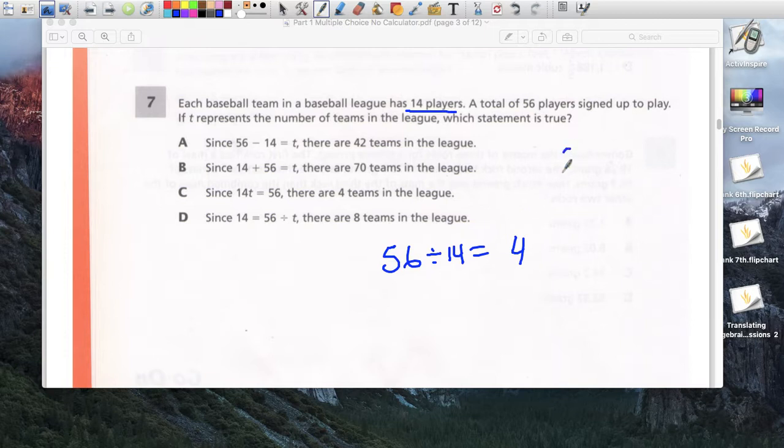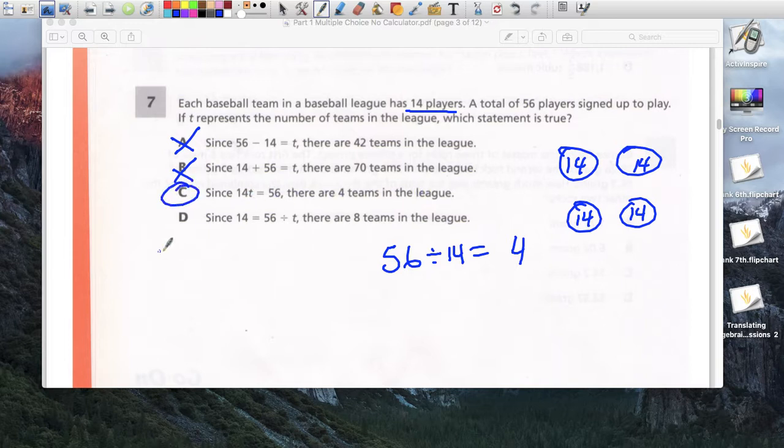Every team is going to be 1 team, 2 teams, 3 teams, 4 teams, 14 players here, 14 players here, 14 players here, and 14 players here. So let's see which one is true. 56 minus T minus 14 equals T. There are 42 teams in the league. Nope. 14 plus 56 equals T. There are 70 teams in the league. No, that's not possible. Since 14T equals 56, there are 4 teams in the league. And that seems like it's the true one. And since 14 equals 56 divided by T, there are 8 teams in the league.